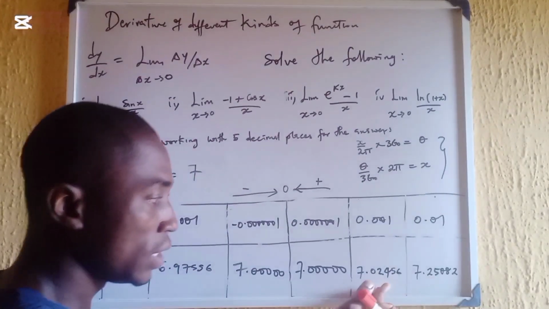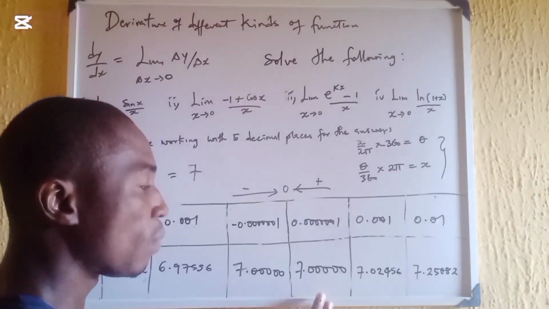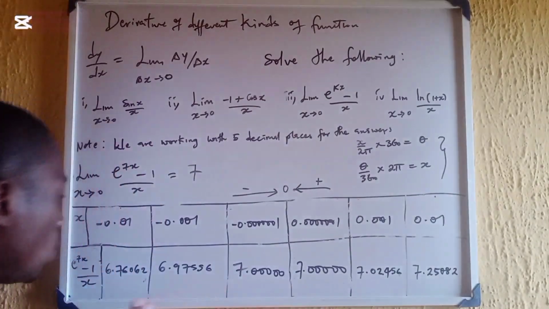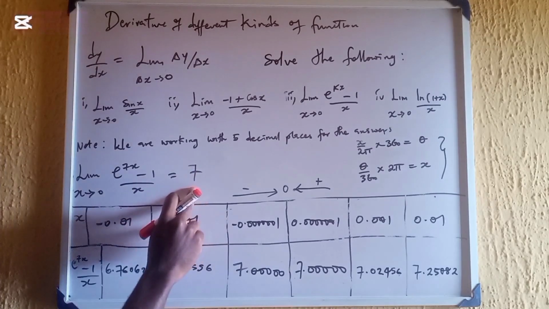So this number is bigger than this, and this is bigger than this. So it means that as we're approaching 0 from the right, we're approaching 7. And as you're approaching 0 from the left, you're also approaching 7. So our answer is 7.